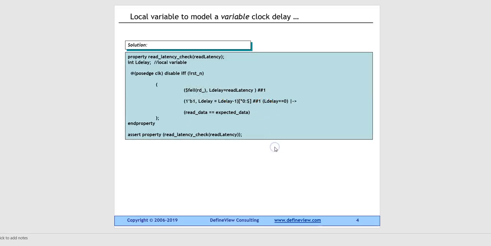So this is the way you can easily create a small property where you can check for read data equal to expected data based on variable latency. This is a very good use of local variables. So do visit this slide again and make sure you understand this, because this will be a very useful application where you can indeed have variable delays in SystemVerilog Assertions.